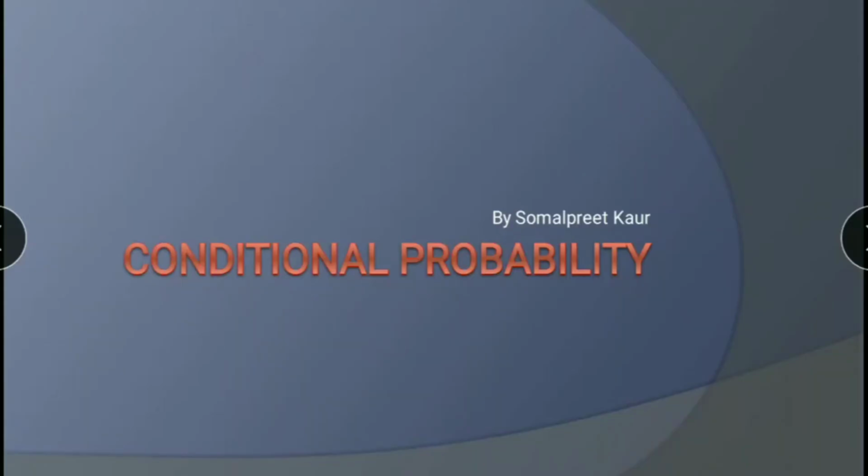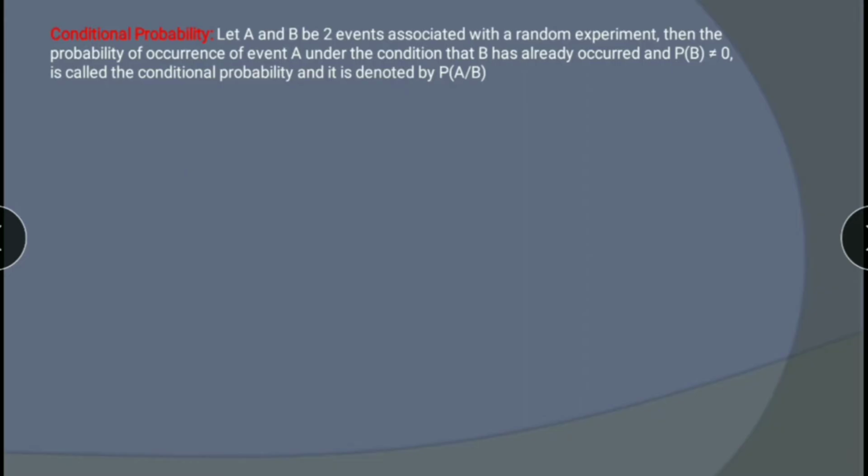Hello students, in this video we'll talk about conditional probability. So what is conditional probability? When we have two events A and B and we have to find the occurrence of an event A such that B has already occurred, then such kind of probability is called conditional probability and it is denoted by A upon B. We are finding the probability of A such that B has already occurred.